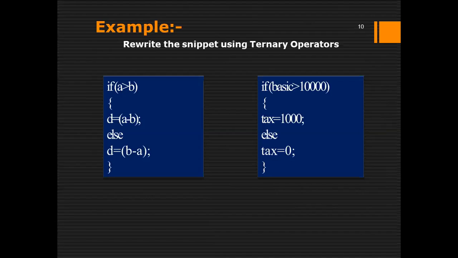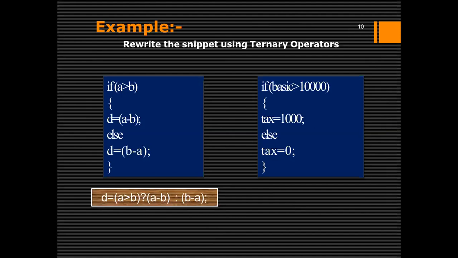If A greater than B, then D is equal to A minus B, else D is equal to B minus A. Now, the meaning of this question is, if A is greater than B, then the value of D will be A minus B. Otherwise, if A is not greater than B, then the value of D will be B minus A. So this is how we are going to write this by using the ternary operator.